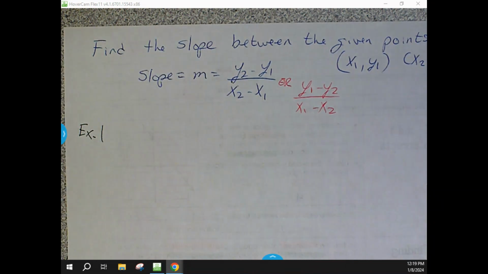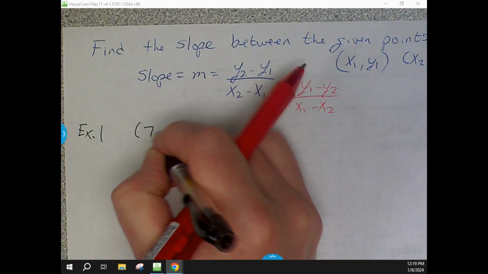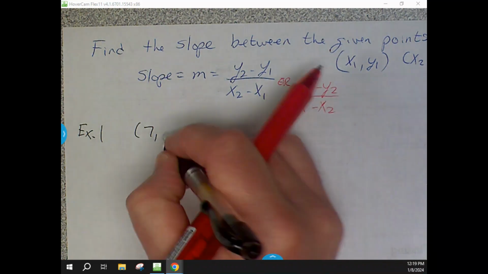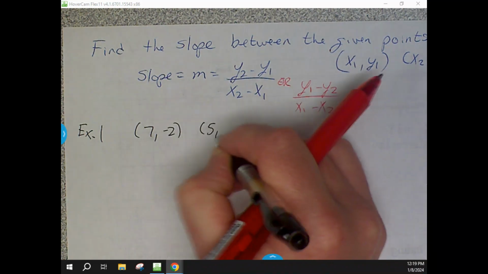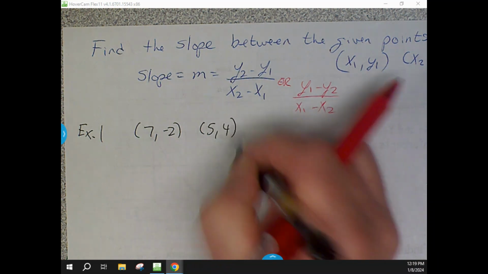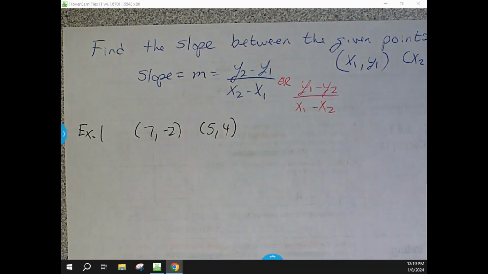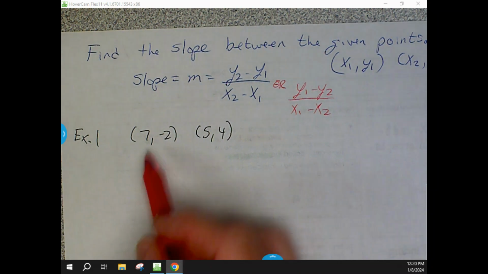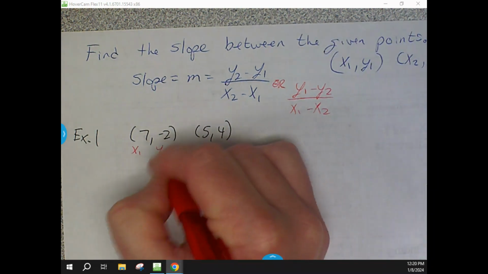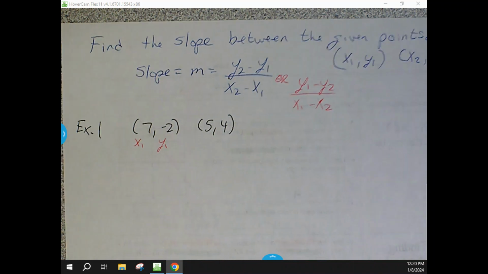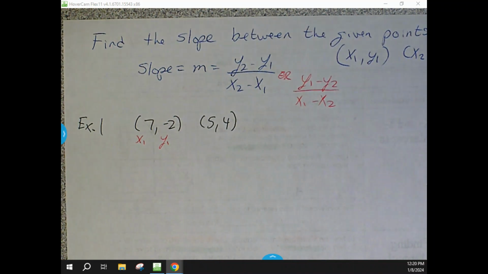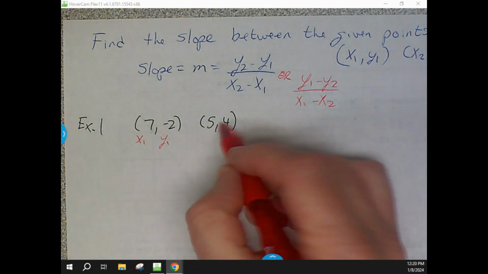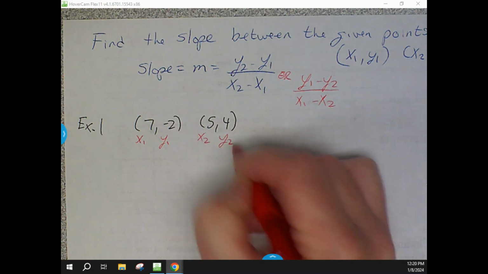Okay, so for example one, here's what we're going to do. Let's say it's going to be 7, -2 for the first ordered pair, and then 5, 4 for the second ordered pair. Just make sure you label these correctly. If this is your first point, make sure you label that as X1 and Y1, because a lot of times people will miss this question, not because they do the math wrong, they just put the wrong labels on the wrong points. If this is the second point, this is going to be X2 and Y2.